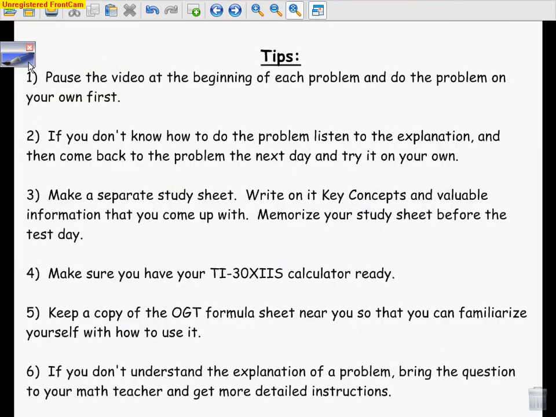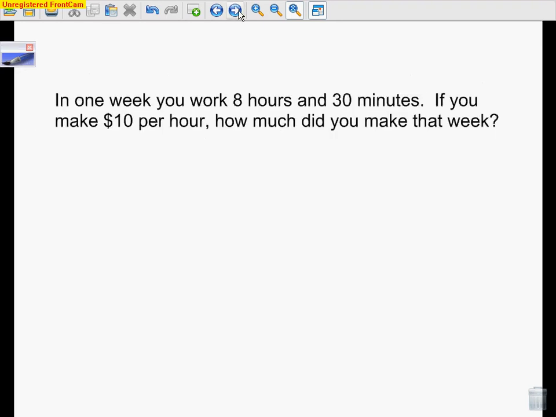If you could, go ahead and pause the video and read through these tips. Before we get into the questions, I want to go over this problem.